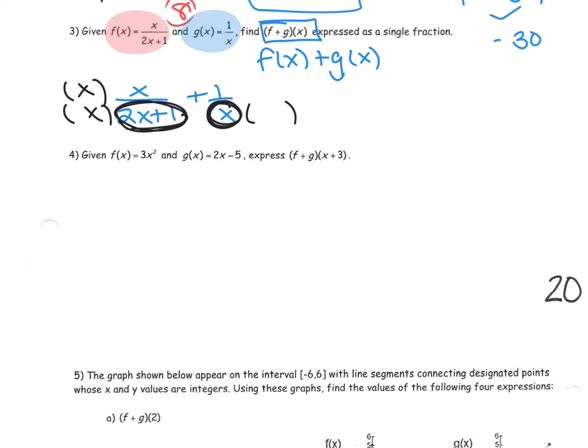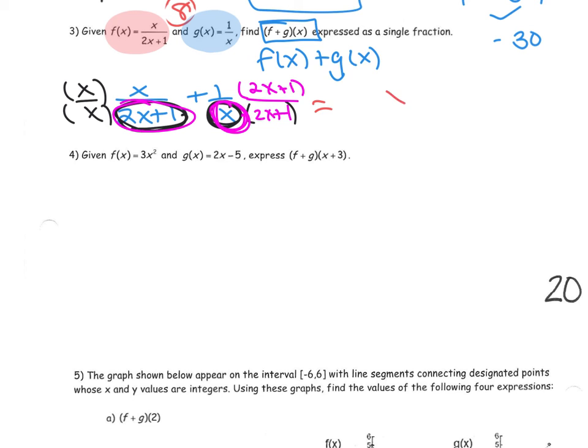So we need to multiply top and bottom by x. And then this denominator is missing a 2x plus 1, so we need to multiply top and bottom by 2x plus 1. Okay, and now we're just going to start to simplify. Guys, the denominators don't just cancel. You can't just get rid of them.